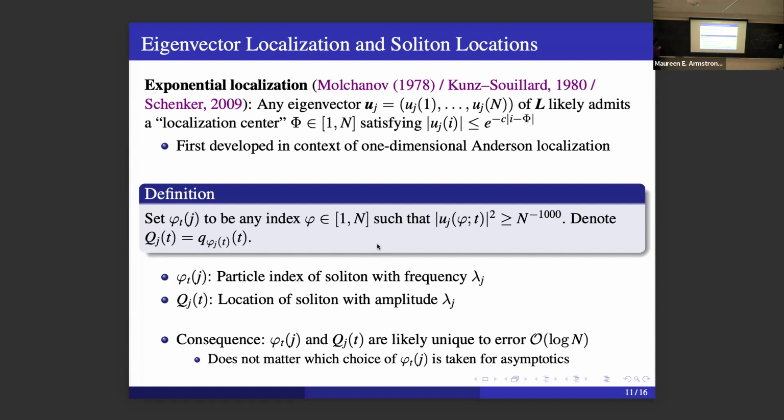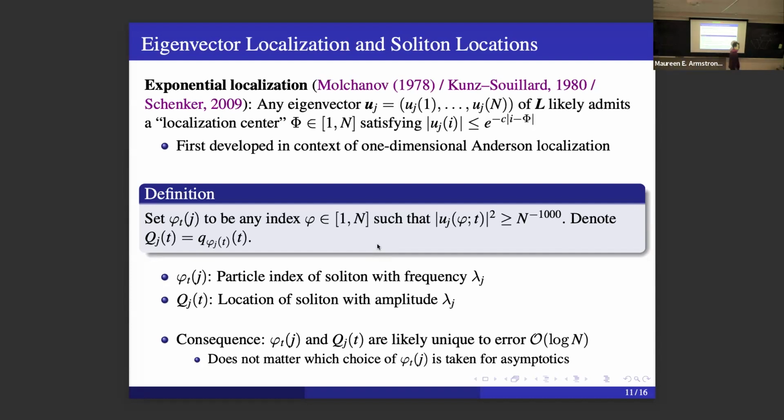Here I'm plotting U. So there will be some localization center away from which the eigenvector will decay exponentially. So there'll be some point phi here, where say the eigenvector has its maximum mass at this entry phi, and then away from that it will fall off exponentially.